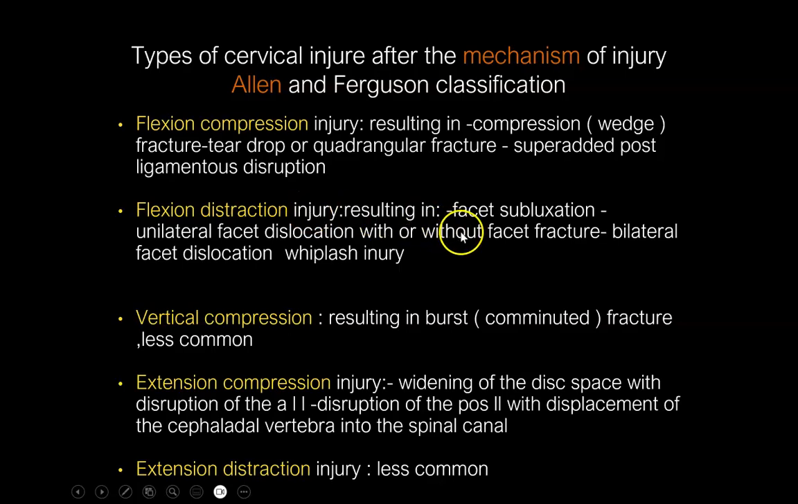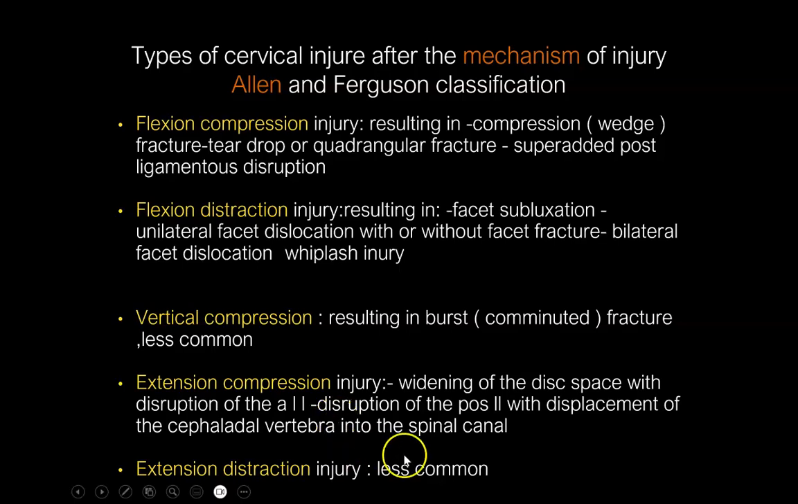Distraction without any load, severe flexion can occur with whiplash injury in motor car accidents, as we'll see. Vertical compression causes burst or comminuted fracture, small pieces, also when having a load while the neck is in the neutral position. And of course, with extension compression, you can have disruption of the anterior longitudinal ligament. In severe cases, the posterior longitudinal ligament is also disrupted, and extension distraction occurs when you do severe extension without a load.